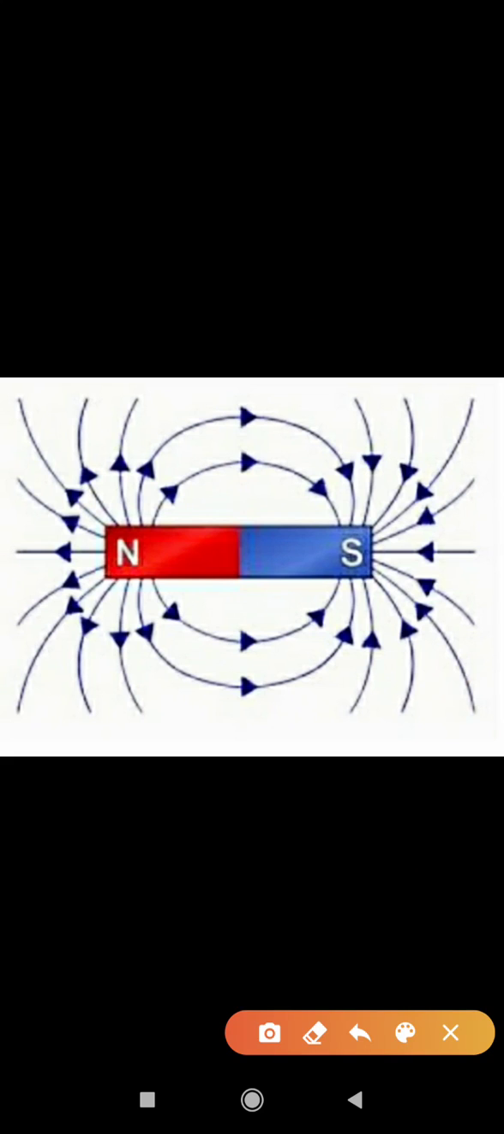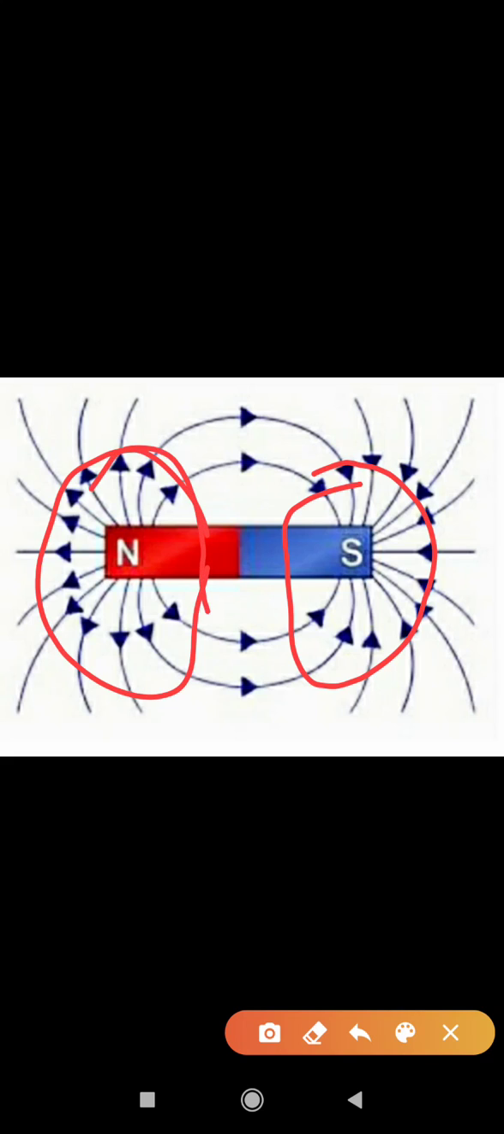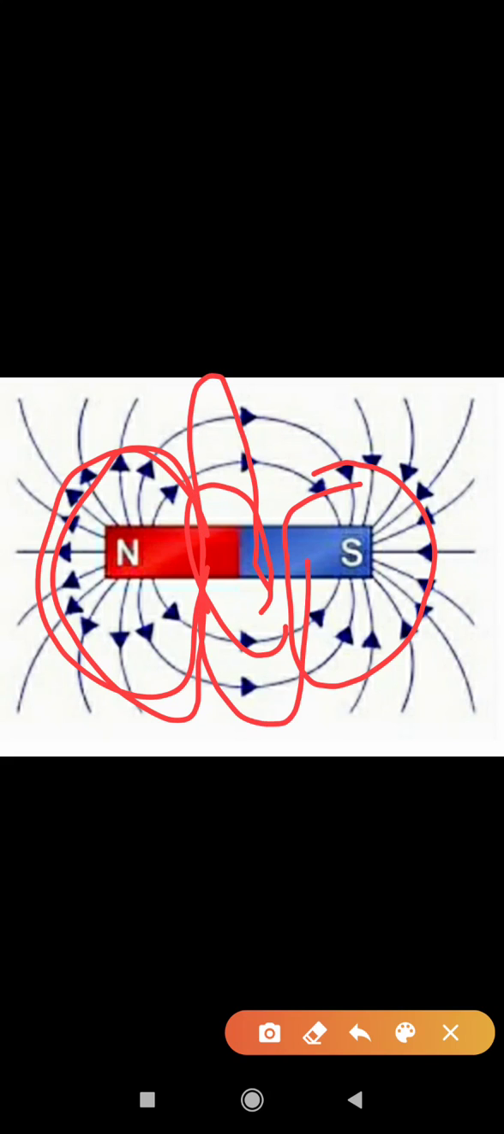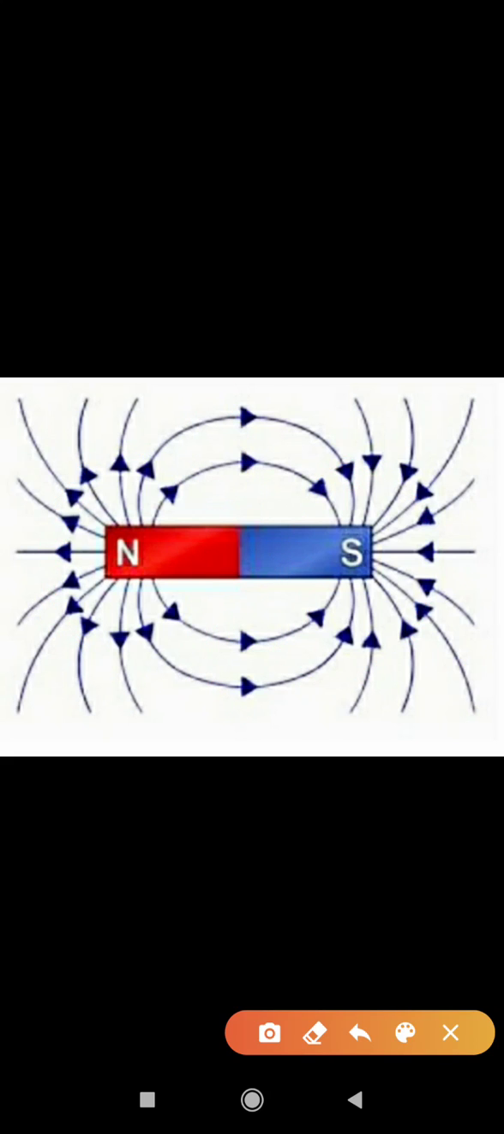Now property number four: magnetic field lines are crowded near the poles. The reason is that the magnetic field is strong at the poles, meaning magnetic properties are strong there. On the other hand, the magnetic field is weak at the center of the magnet. In the middle of the magnet you will find hardly any lines. That is why the magnetic field is comparatively weaker at the center and stronger at the poles, because the intensity of magnetic field lines is higher, or we can say magnetic field lines are crowded near the poles.